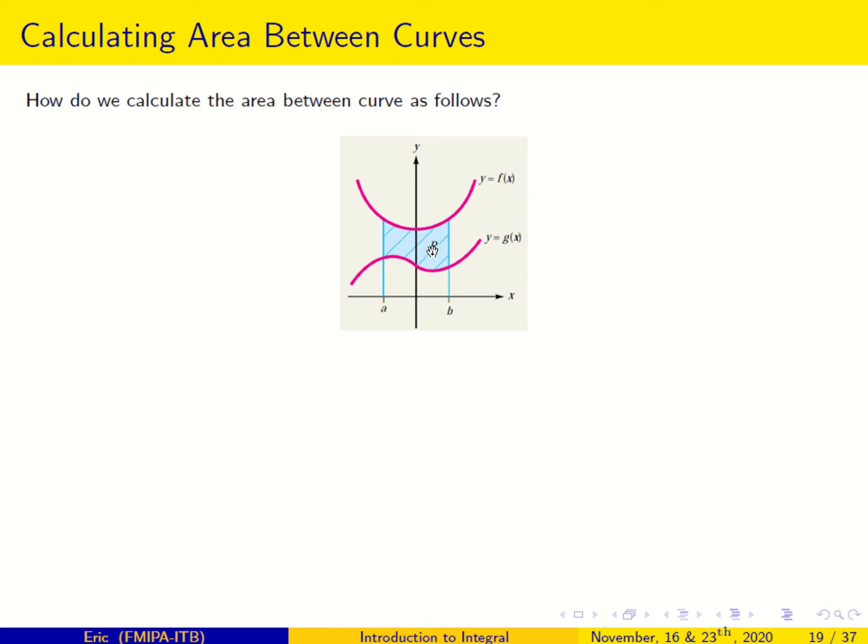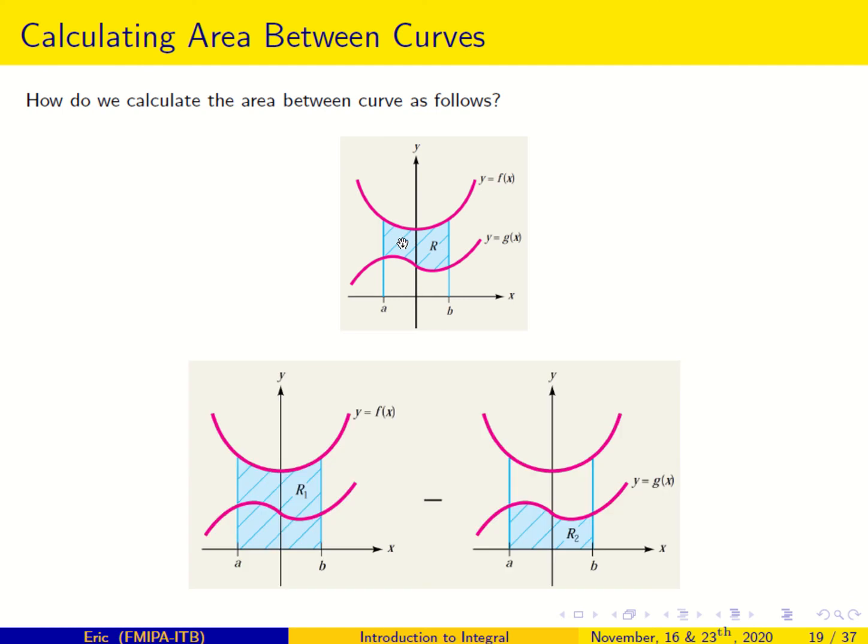If I want to find the area under the curve y equals f(x) and above the x-axis, I know the integral is given by the integral from a to b of f(x) dx. What about the area below y equals g(x) and above the x-axis? It is given by the integral of g(x) from a to b. How do I find this region? Similar. I can use the integral of f(x) from a to b.